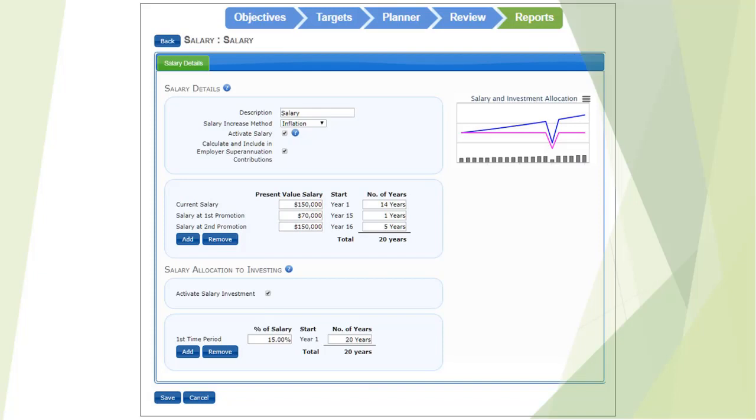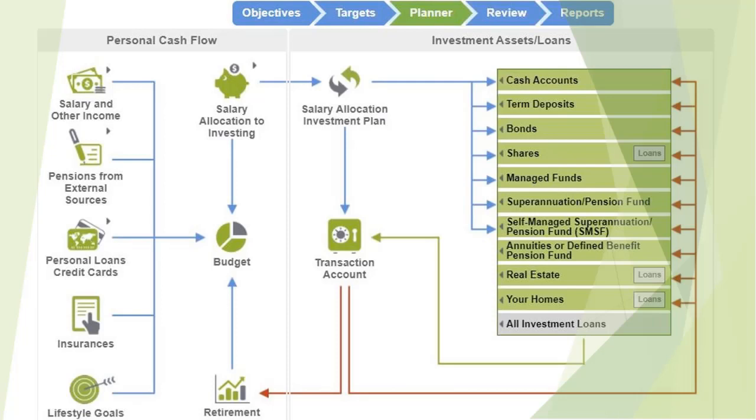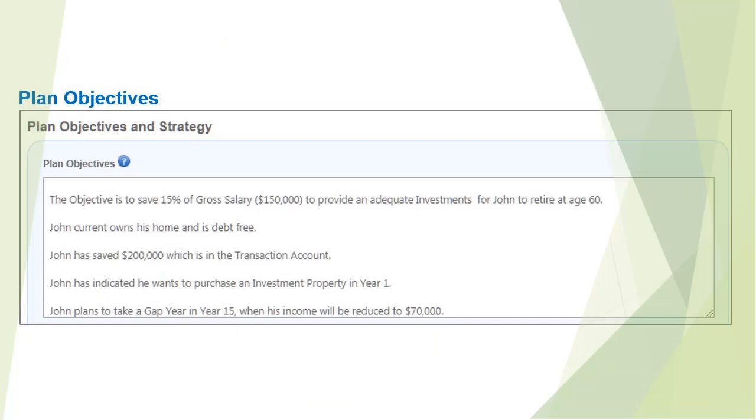John Citizen is age 40 and has a salary of $150,000, of which he is saving 15% for the next 20 years. He owns his own home debt-free and wants an investment plan for the next 20 years. He currently has $200,000 in the transaction account and has indicated he wants to purchase an investment property in year 1. You may like to start the plan construction by writing the plan objectives and the main strategy.